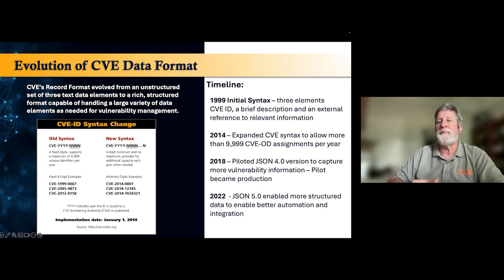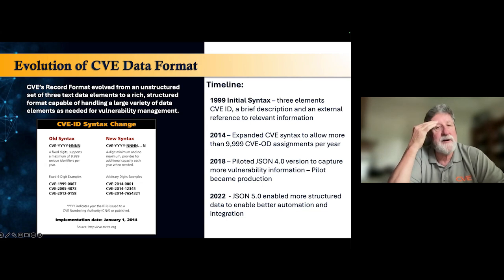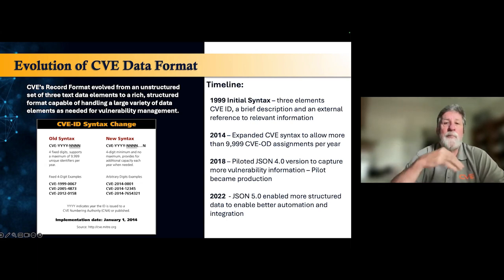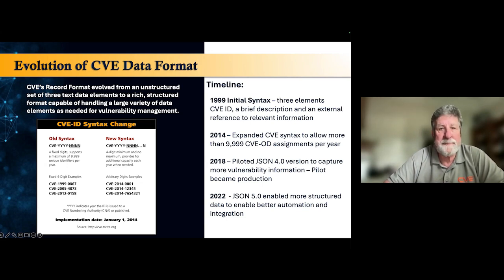Initially, the CVE data format was three pieces of text, for all intents and purposes. It was a description of the vulnerability, the URL to that vulnerability, and the assigned CVE ID, which worked rather nicely for the most part during the early years.